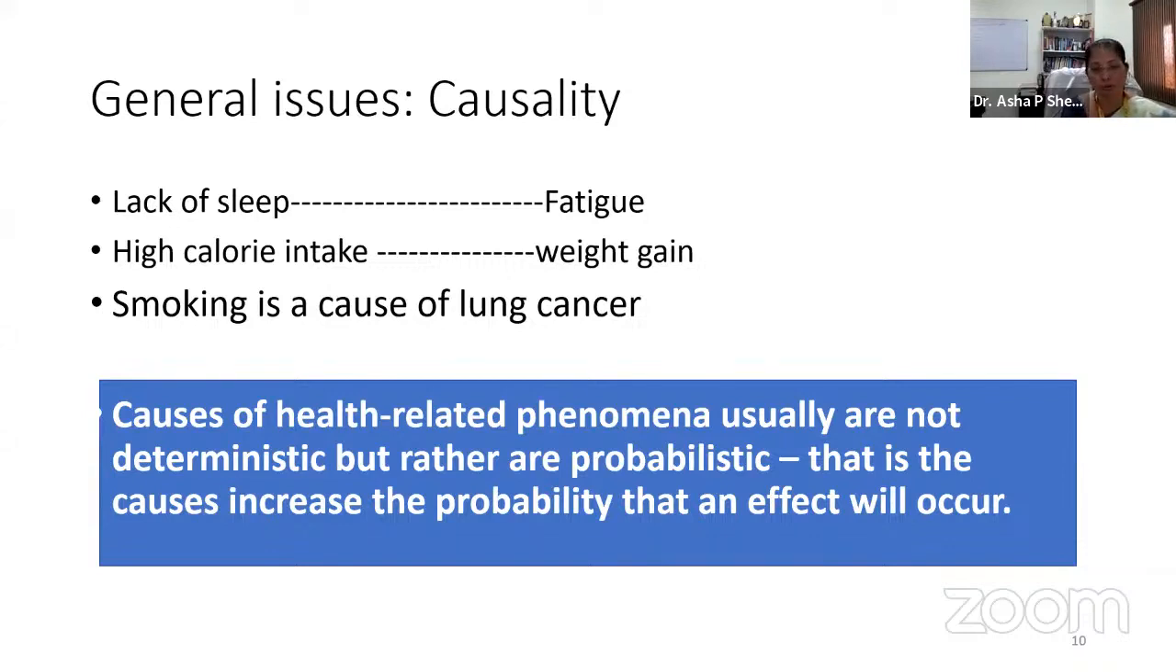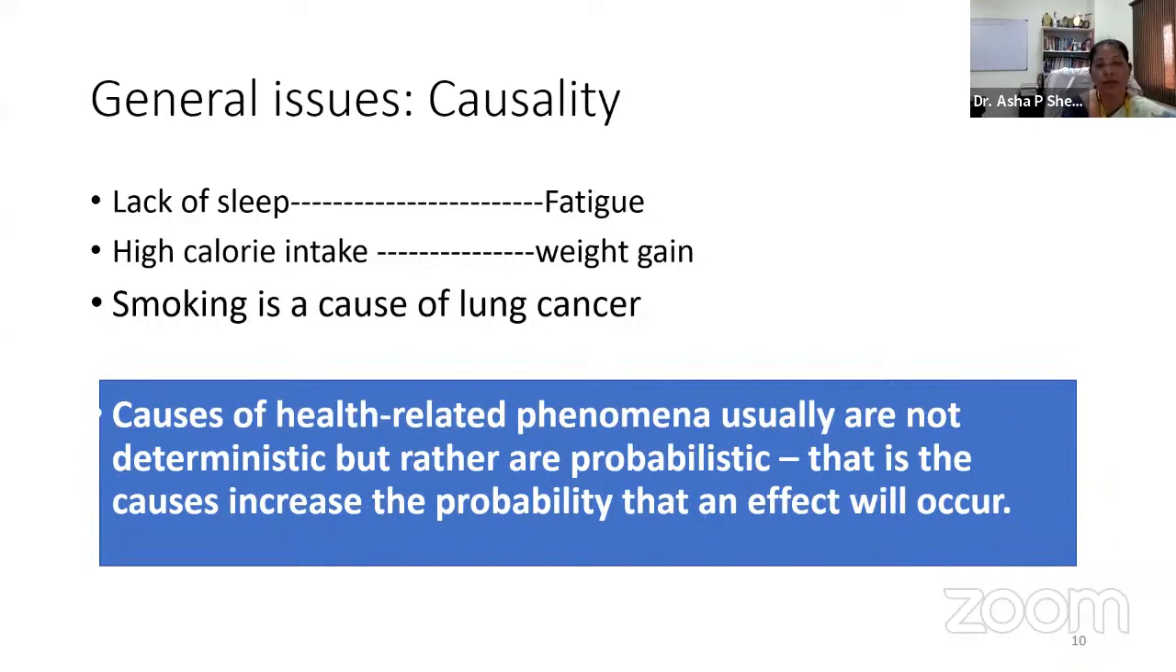The simple example we always talk about is that smoking is a cause of lung cancer. So what happens here? We know that smoking is a cause which gives the effect of lung cancer. But if we look at the evidence, not all smokers have lung cancer, nor do all the lung cancer patients have a history of smoking. So one thing in causality that we need to understand is that the causes of health related phenomena are usually not deterministic, but rather probabilistic.